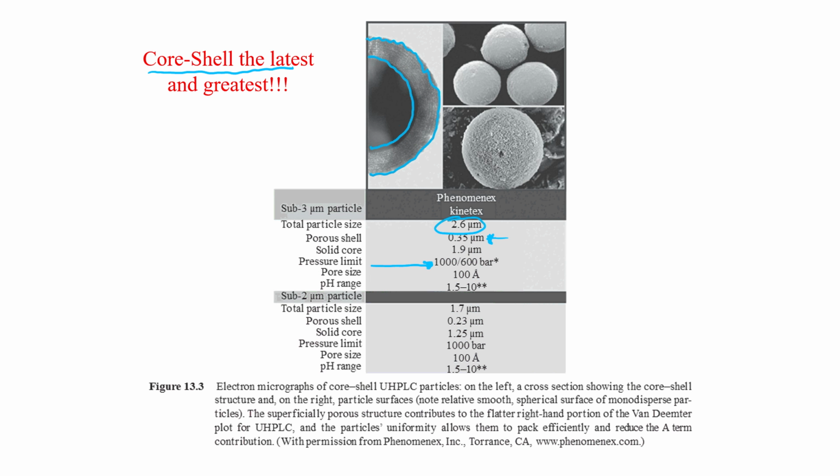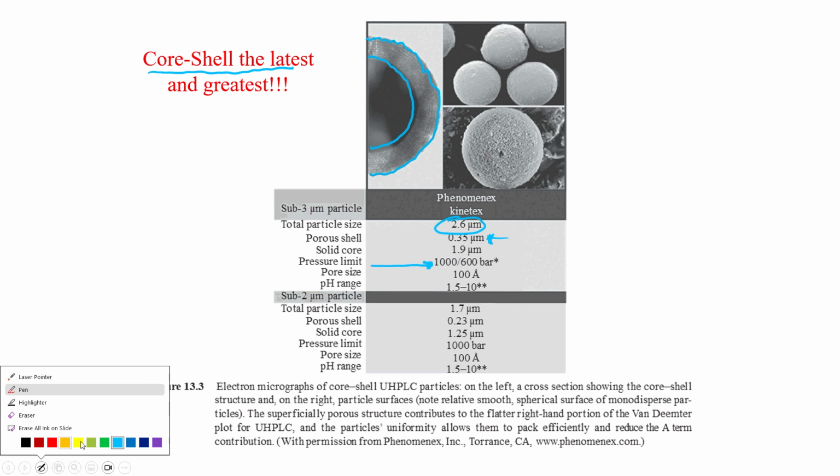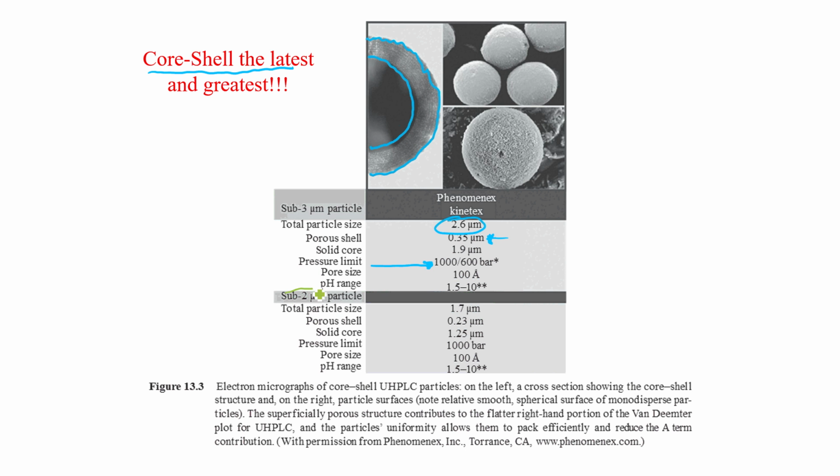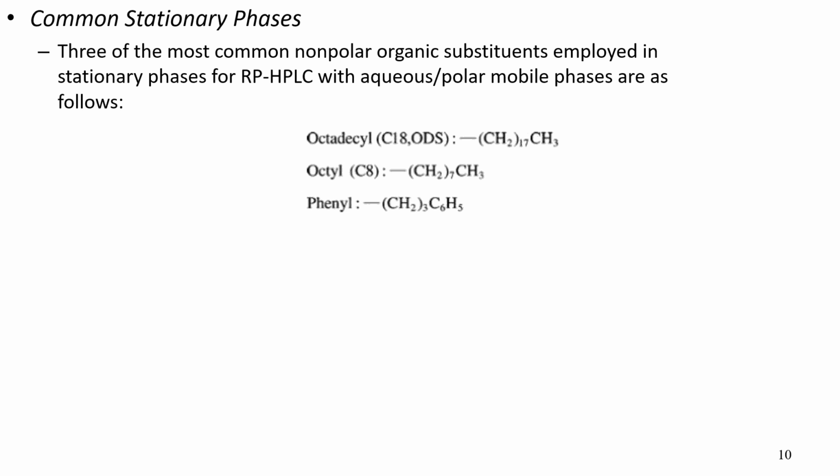So that's the particle one, and then they even go smaller. They have these particles that are sub 2 microns, so these 1.7 micron particles. And again, they're just going to higher and higher pressures, but with that comes higher and higher performance. And again, these are just new engineering that has been done on these particles to achieve better separations.